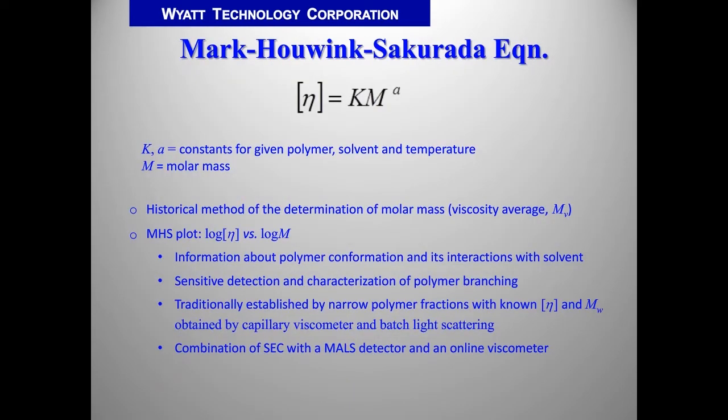Now we come to a relation between the intrinsic viscosity and molar mass. This relation is very simple, and it is called the Mark-Houwink-Sakurada equation. K and a are constants for a given polymer, solvent, and temperature. And historically, this equation was used to get molar mass. It was viscosity average, close to the weight average.